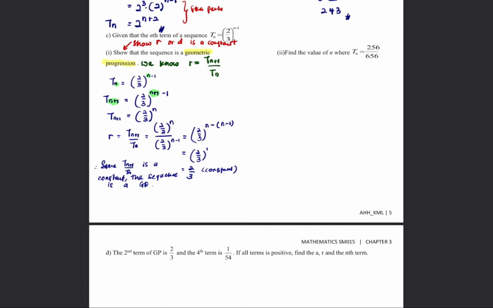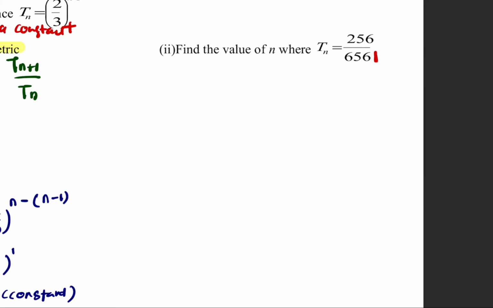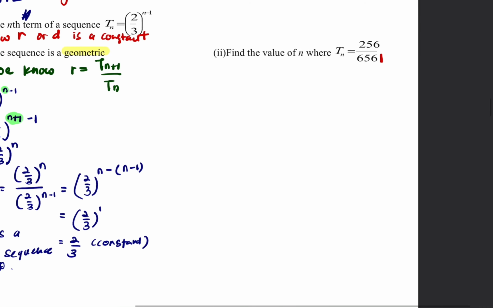Find the value of n where Tn is equal to 256 over 6561. Ada correction dekat sini, ini ialah 6561. Tolong betulkan. 6561.